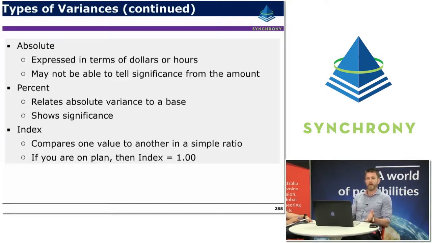Whereas an index is another way of expressing it. It basically compares one value to another in a simple ratio. So if you're on plan or you're on track or you're on budget, it's 1. Greater than 1, you're performing well. Less than 1, you're performing below budget.